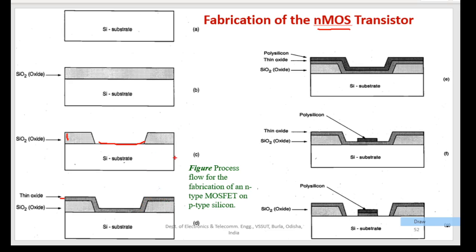Okay, and after this what we do, we cover it with a layer of polysilicon. This polysilicon layer covers the whole surface area including the open window over this silicon substrate. Okay, and this is patterned again using those photolithographic steps.